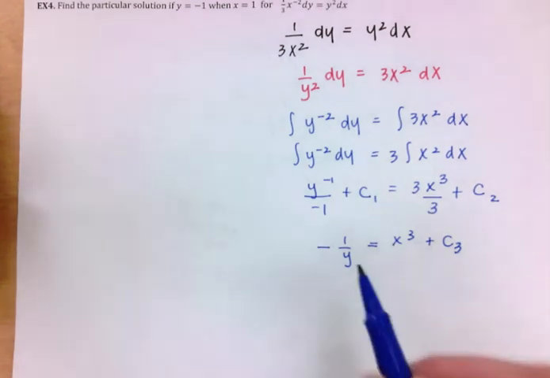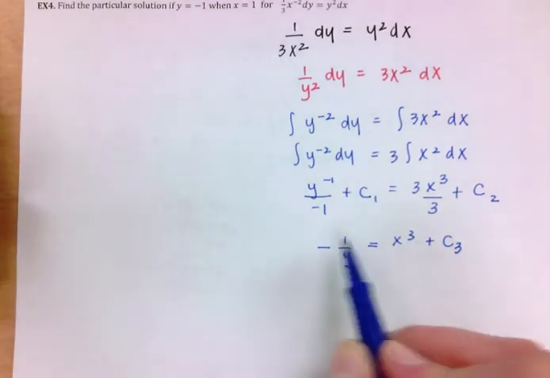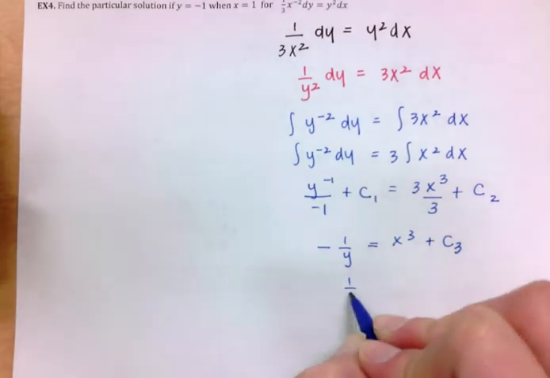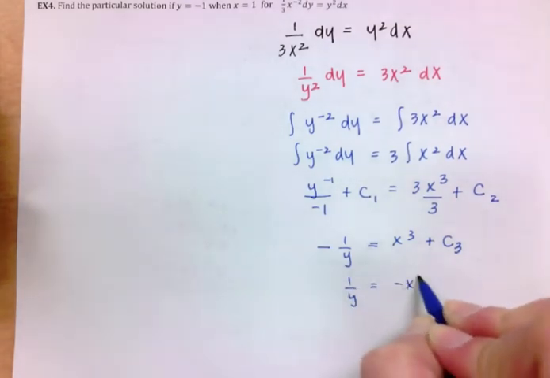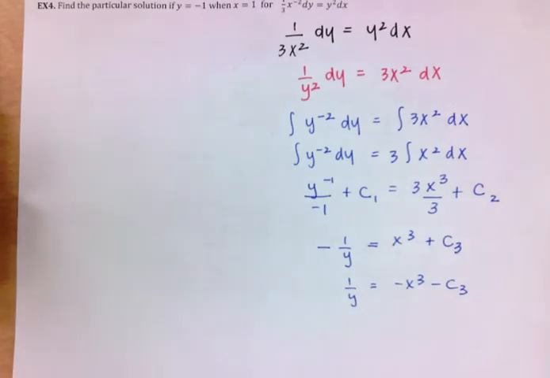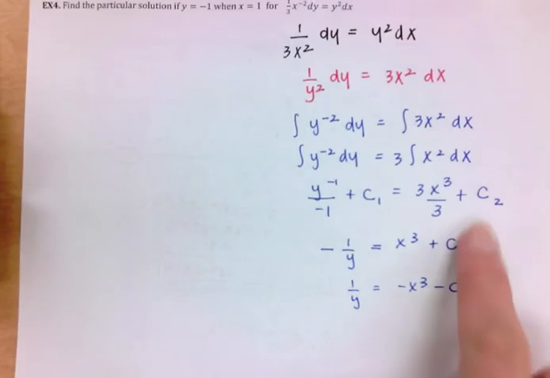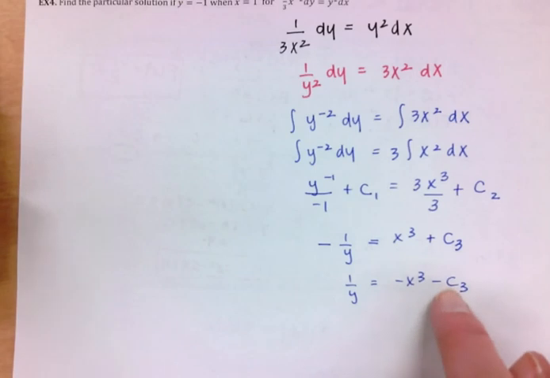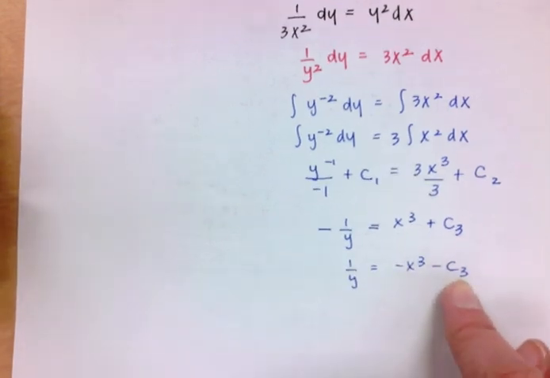Okay. Now we're trying to get y by itself, so let's multiply by that negative on both sides. And I'm kind of sick of doing all these c's, so I'm just going to keep that as subtract c3. You could make minus c3 into c4, but I don't want to make any more c's today. So I'm just keeping minus c3, so you just leave it like that.